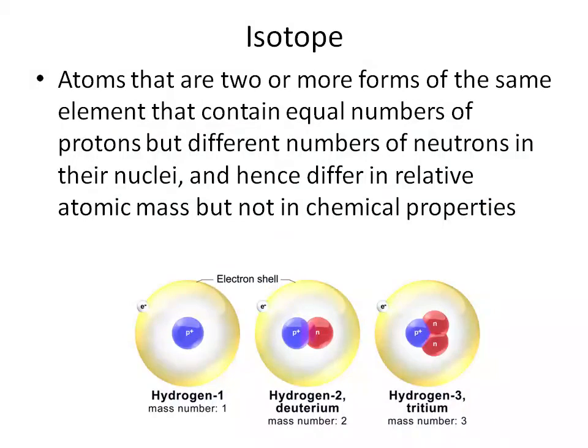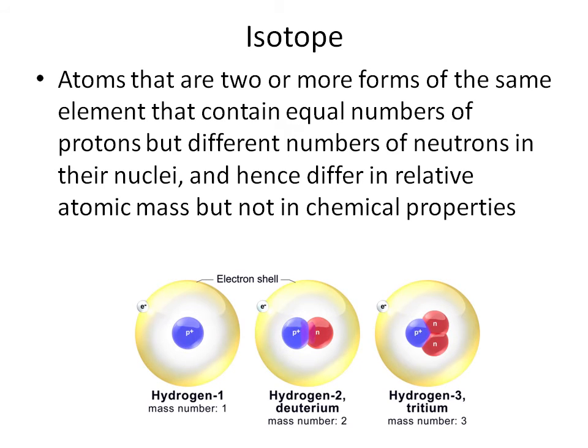It's like 11.3, and you might ask, how can it possibly be 0.3? I can't have 0.3 protons or 0.3 neutrons. Why is it not 11 or 12? And that's because of isotopes. Isotopes are when you have elements that are the same element, same kind of atom, but the atoms have different amounts of neutrons.